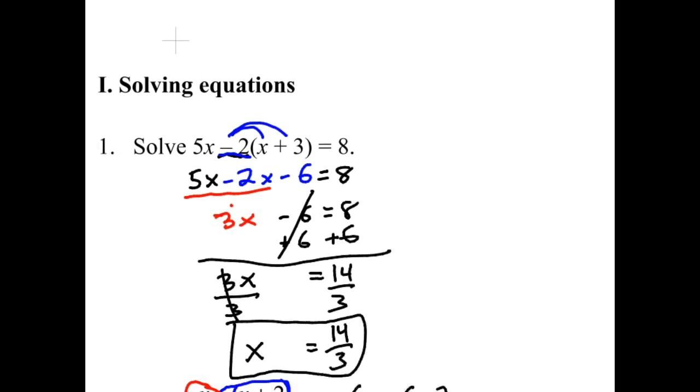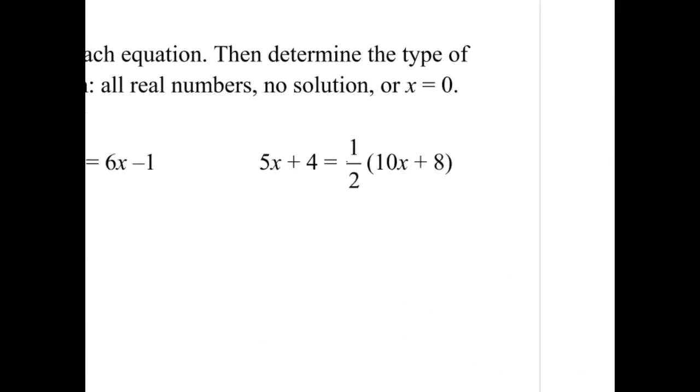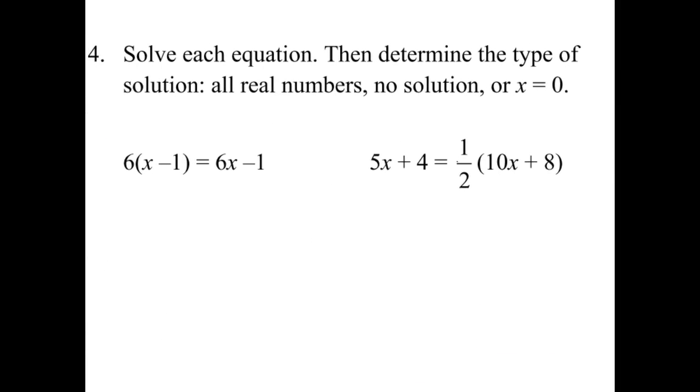Top of the next page. Alright, solve each equation, determine the type of solution. Okay, so remember for these two, these have no variables left over. This one, the last one, does have a variable x. 1x equals 0. So if you have no variables, it's either all reals or no solutions. And when you have all reals, that's when you get a true statement left over with the numbers, and a no solution when you have a false statement left over.